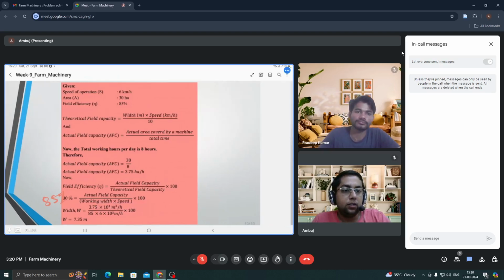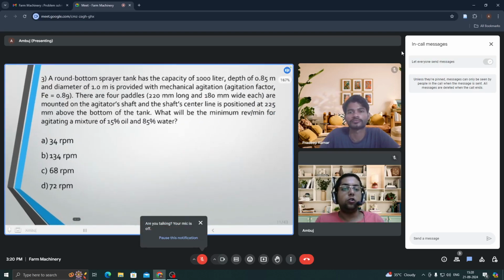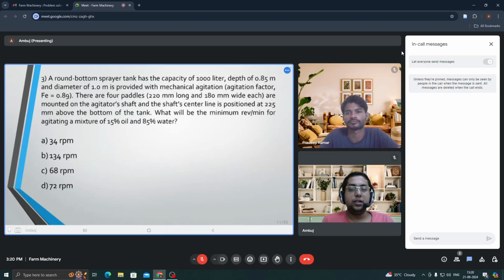Moving forward, another numerical. A round bottom sprayer tank has a capacity of 1000 liters, depth of 0.85 meters, diameter of 1 meter, and it is provided with mechanical agitation.